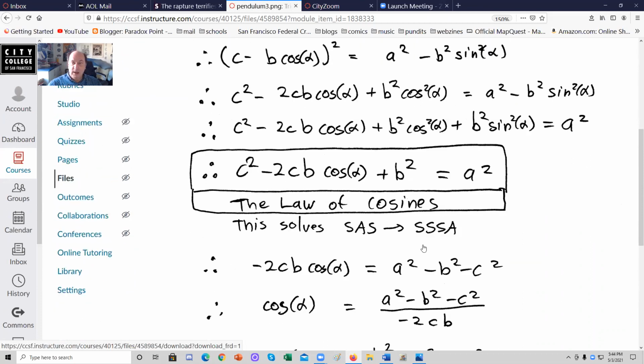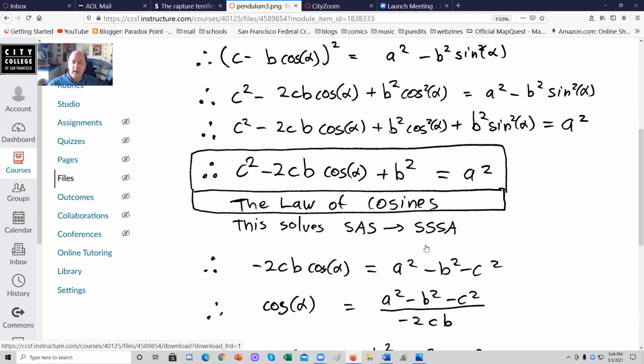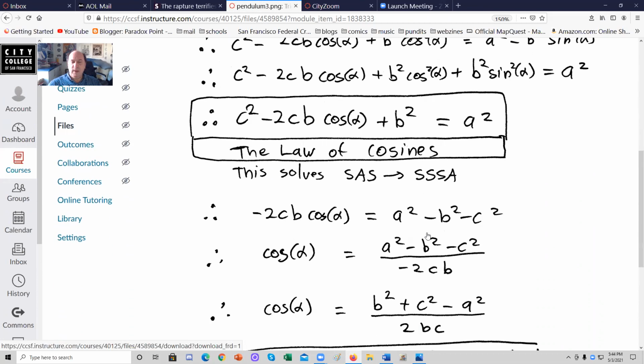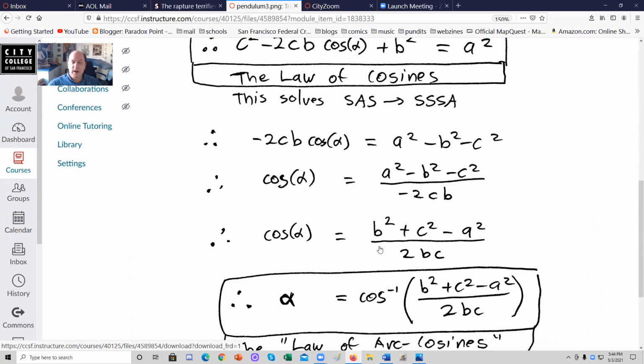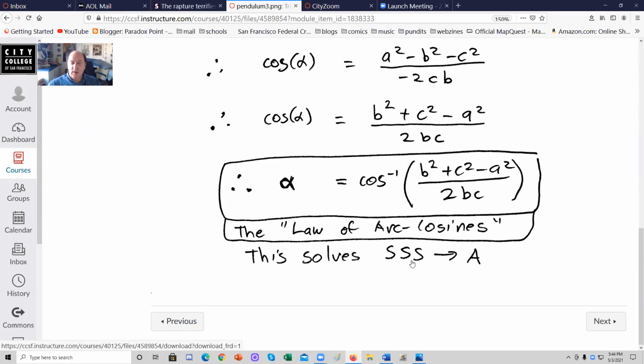Okay, and interesting. Therefore, from here we solve for cos alpha, and alpha is arc cosine of B squared plus C squared minus A squared over 2BC. I mentioned that before. I call it the law of arc cosine. Given three sides, it gives an angle.